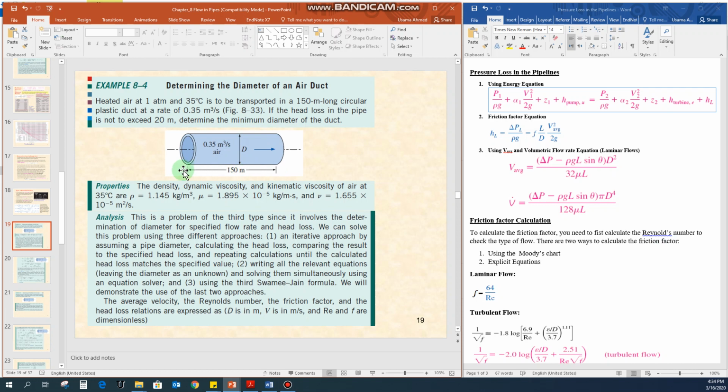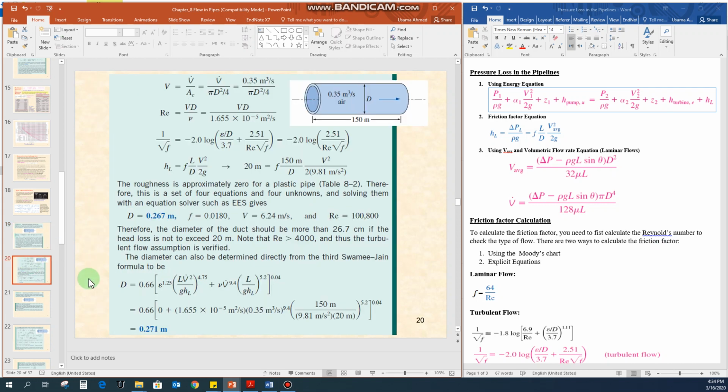The length of this pipeline is given, 150 meter, and the volumetric flow rate is given. So there could be two options to calculate the diameter here. The first one, we can use the set of these four equations for the velocity, Reynolds number, friction factor and the head loss equation to get the value for the diameter, or we can use the direct explicit equation to get the value for the diameter. So we will see both of these approaches here.